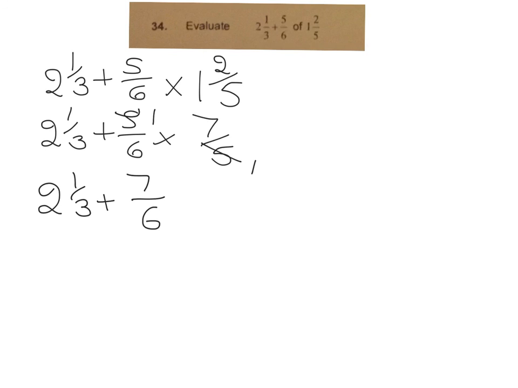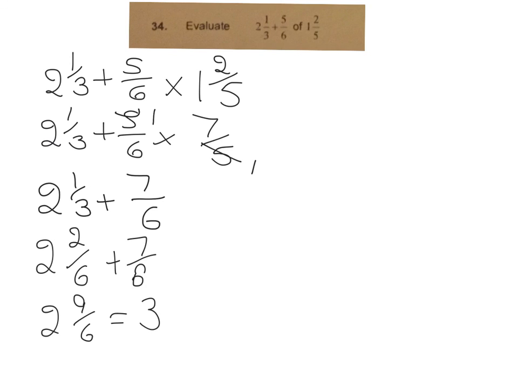So 2 times 1 is 2. 2 times 3 is 6. Now we can go ahead and add. So 2 plus 7 is 9. So we're left with 2 and 9 over 6, which is an improper fraction, so we're going to change it back into a mixed number. So 9 over 6, we can change that into 1 and 3/6. So 3, and we're left with 3 over 6. 3 over 6 will again simplify to 3 1/2.